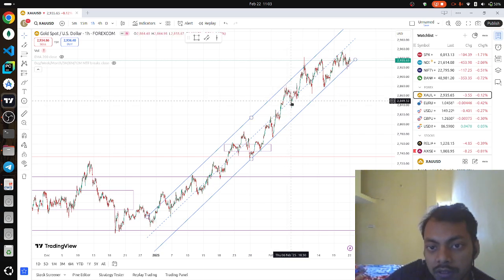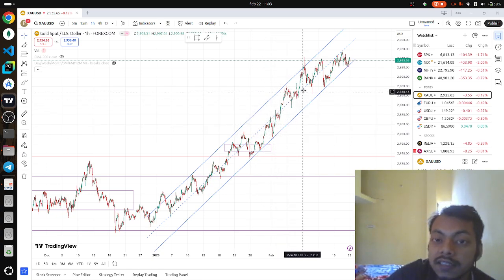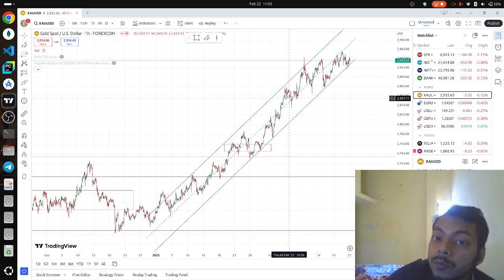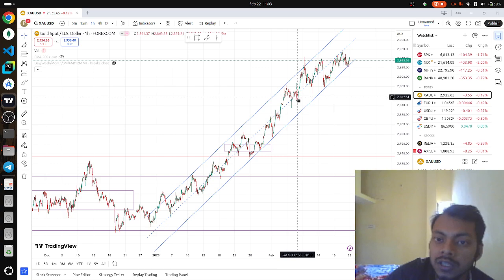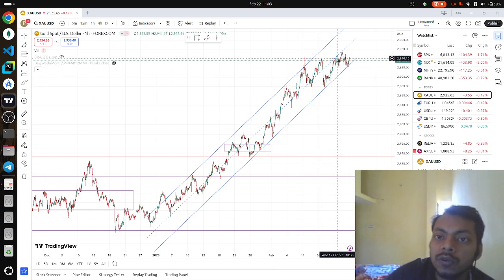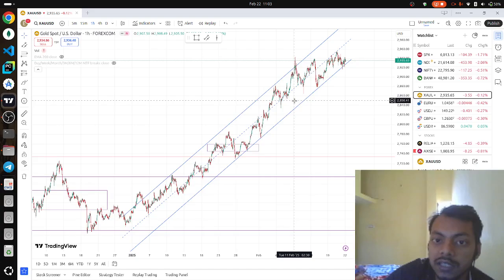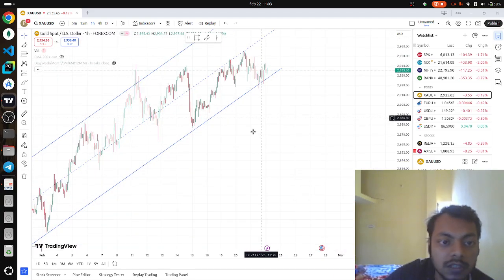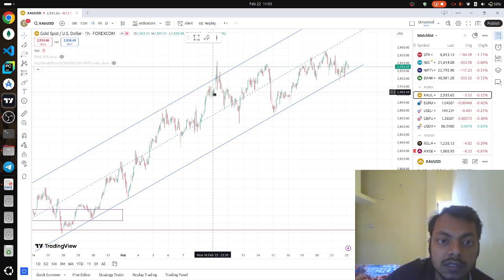While coming down, this control price, which was earlier acting as a resistance in this area, is now acting as support. Why? Because price is coming from up. When price comes from up, it acts as a support, and when price comes from down, it acts as a resistance. Okay, so here two, three times. Let me zoom in more. So here it acted as a support.